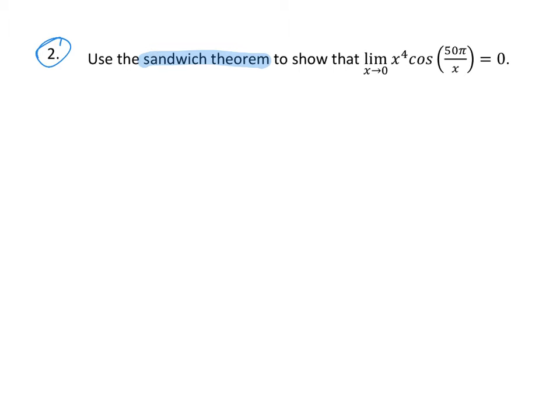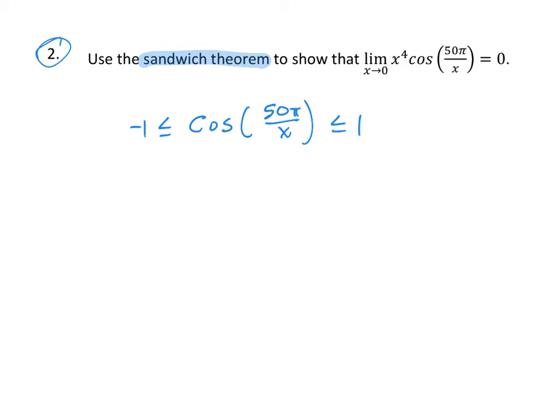Okay, so most of these problems start out the same way. We have a trig function. In this case, it's the cosine of 50 pi over x. And just remember that the cosine function is always trapped between -1 and 1. The highest point the cosine function will achieve is 1, and the lowest is -1. Those are the highest and lowest values on the unit circle. So we start with this, and we just work with the trig function.